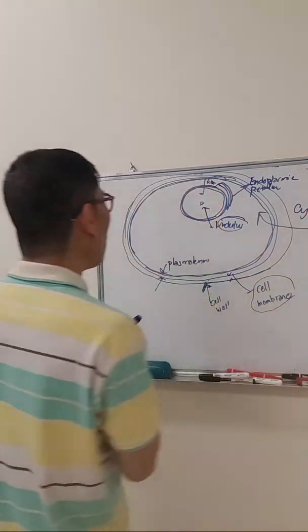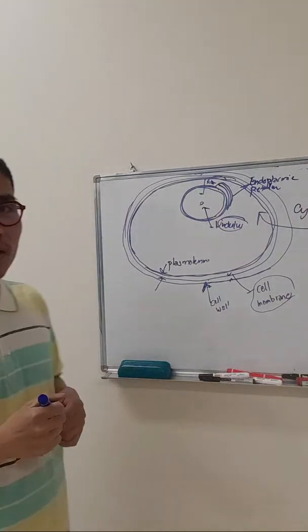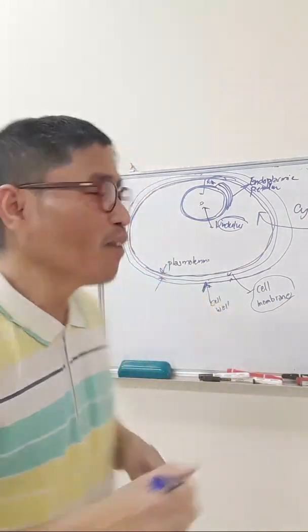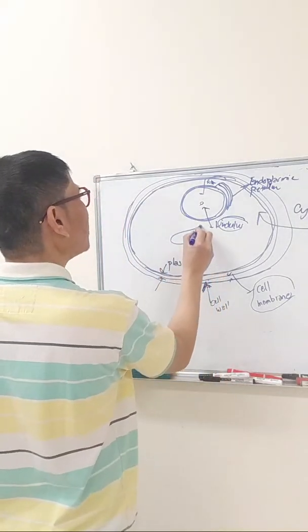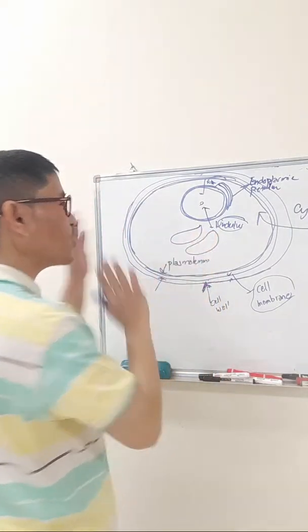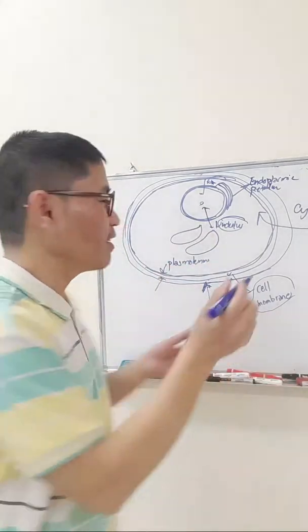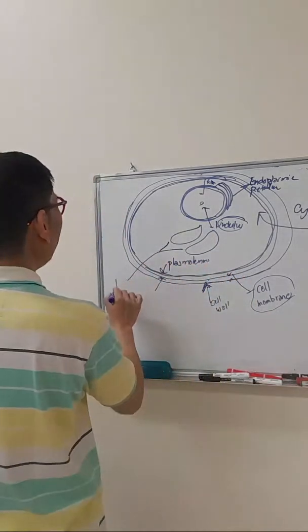Now we have also the vacuole. Just like a banana here, like this. But there's no substance inside the vacuole. This one.